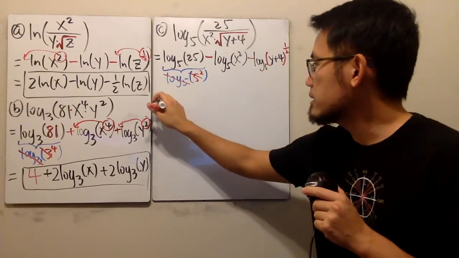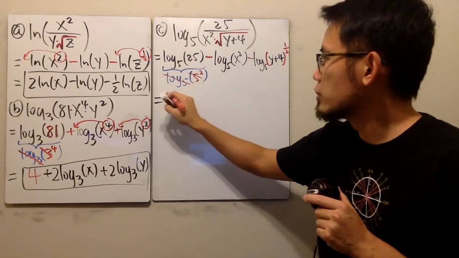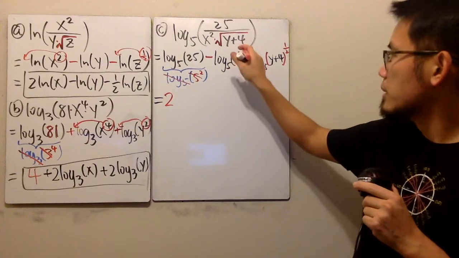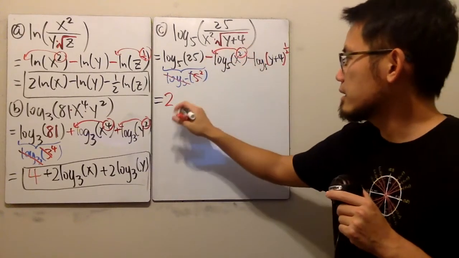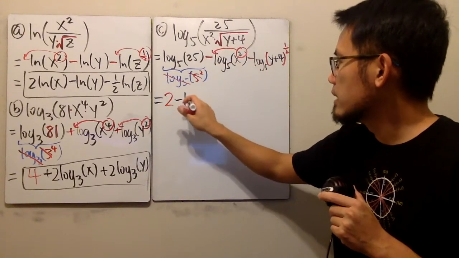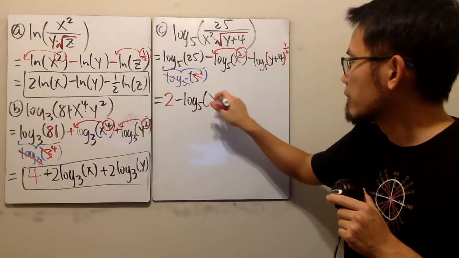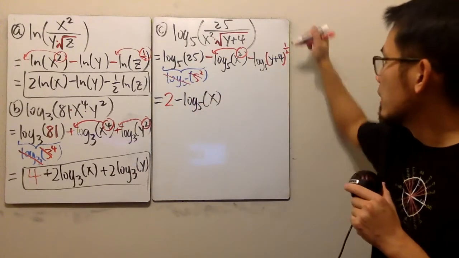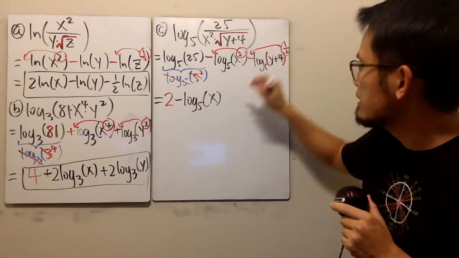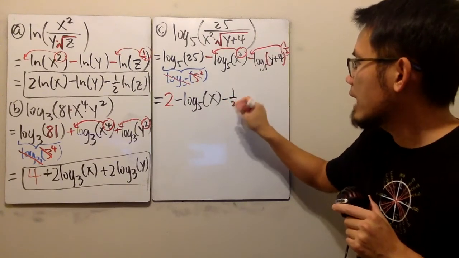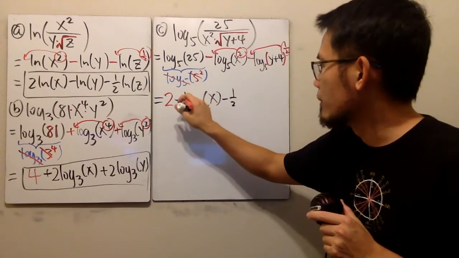Therefore, what we get is, the first part is just 2. And then for this, bring the 2 to the front, and then we will just have the minus, and then we have log base 5, and then we have x. And then lastly, bring the 1/2 to the front, so we have minus 1/2, oops, sorry. Bring the 2 to the front, I forgot to write down the 2.